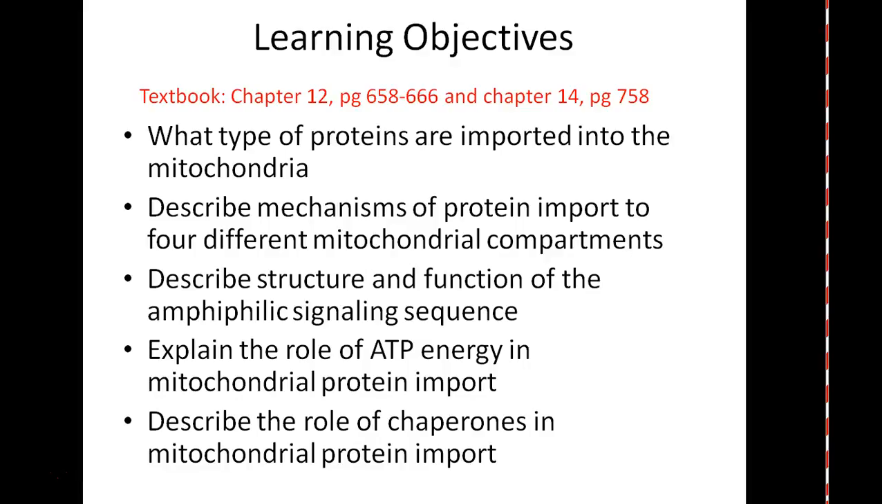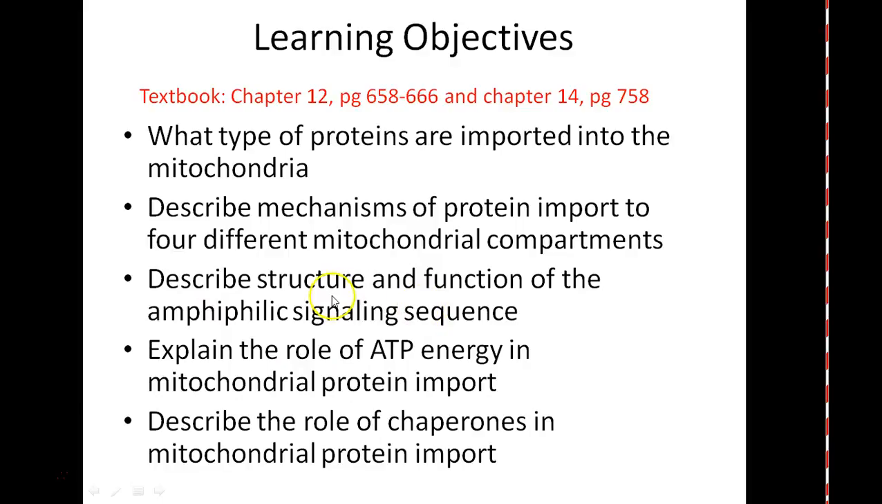As I promised, here is a set of learning objectives. For this topic, I refer you to chapters 12 and 14 if you feel you need more information. We're going to talk about proteins that are imported into the mitochondria. We'll distinguish different categories of proteins. We'll talk about the import into the 4 different mitochondrial compartments. There will be different mechanisms and different strategies depending on where the protein will be targeted within the mitochondria.